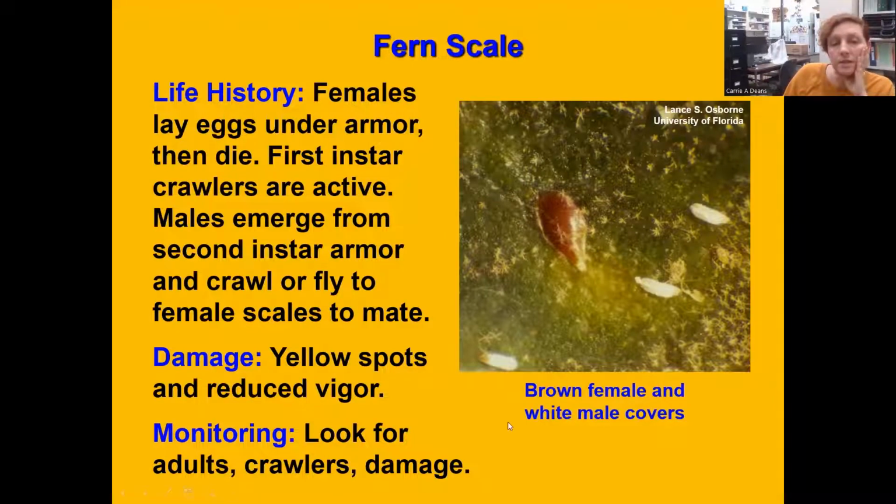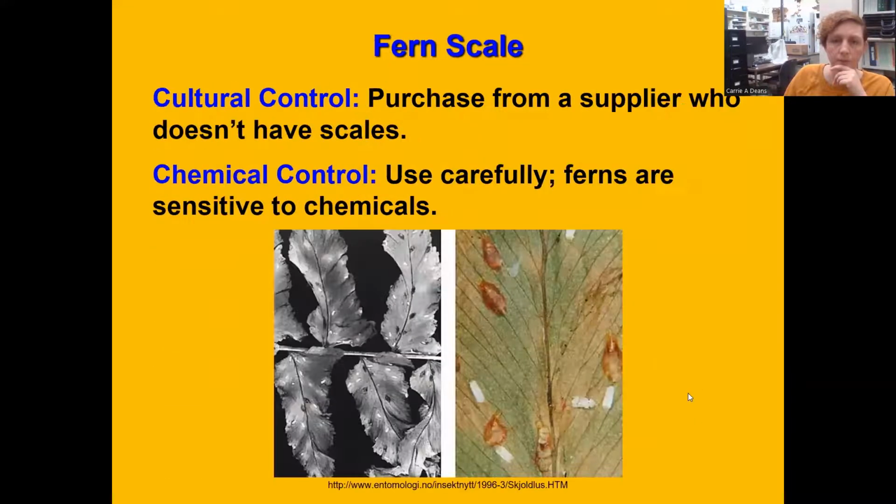So damage for this species is going to be chlorotic spots on the leaves again, and just generally reduced vigor. Monitoring, it's easiest to look for the crawlers because they're easy to see, but you can see that the male covers tend to stand out quite a bit also. So again, if you can purchase from a supplier that doesn't have an infestation, that's going to be a great option, particularly because fern scales tend to infest ferns, which are more sensitive than maybe other hosts to chemicals. So, you know, for this species, your options are potentially further reduced in terms of chemical control.